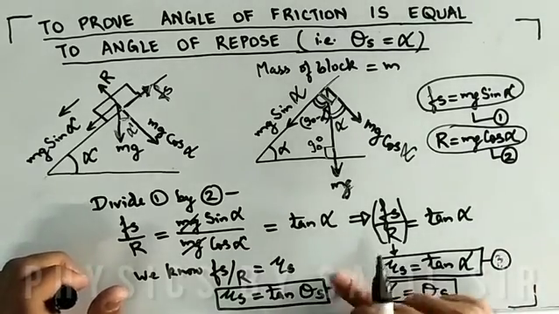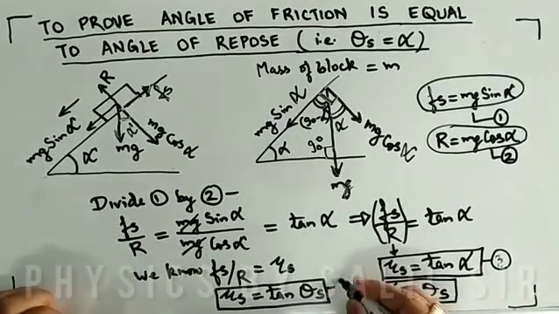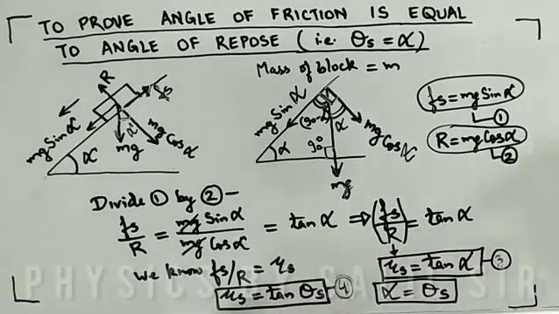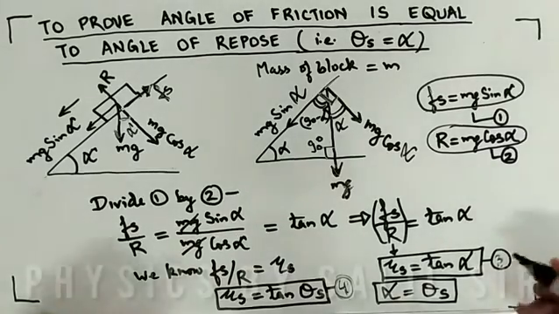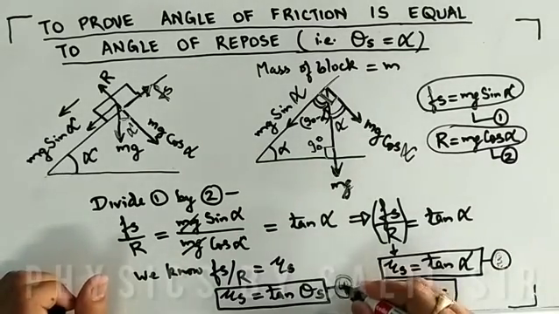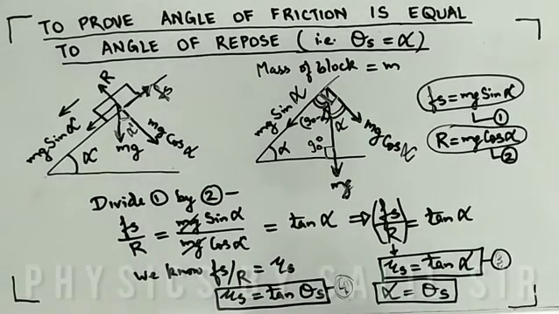And we also know that mu s is equal to tan theta s. This is equation number 4. So based on equation number 3 and equation number 4, we get alpha is equal to theta s. Alpha is equal to theta s. That means we have proved that the angle of repose is equal to the angle of friction.